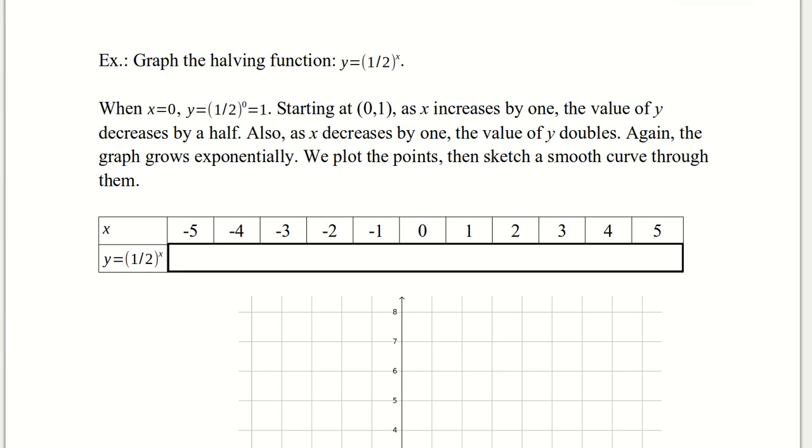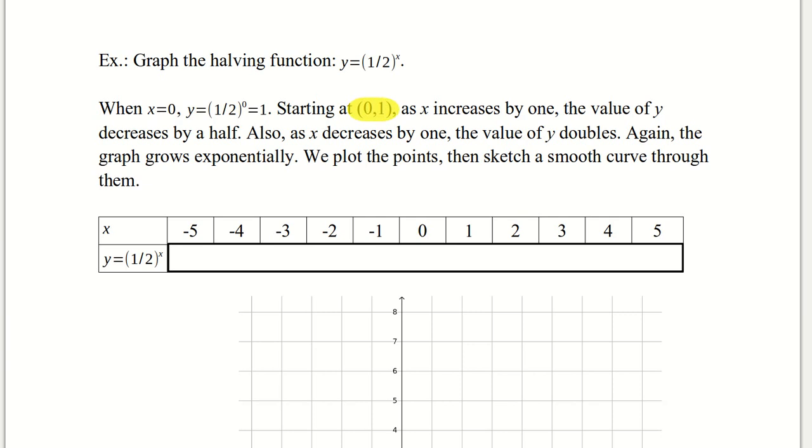Okay, now we're asked to graph the halving function. That is to take half as much as you go to the right. So what is this asking us to do? Well, let's do a little algebra and then let's look at the structure of this. And that little algebra says that when x equals 0, y equals 1/2 to the 0th power, which is 1. So we're going to start at the point 0, 1.